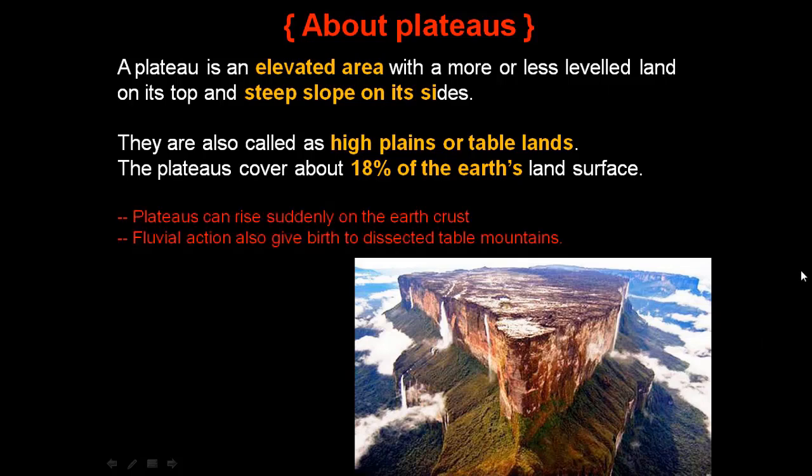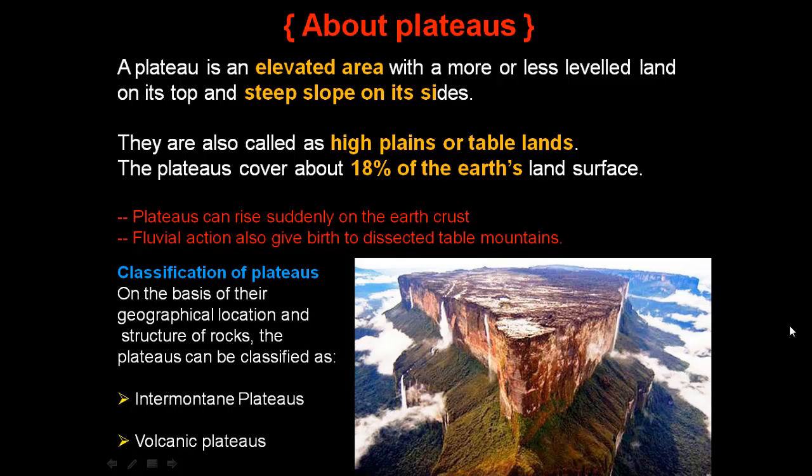Plateaus are mainly formed due to these processes. Plateaus can be raised suddenly on the earth's crust due to tectonic movements. Fluvial action is also responsible for the formation of dissected table mountains. Fluvial action means the action of rivers. The rivers eroded the soft part from the surroundings, and the highly resistant rock appeared like an exhumed formation, and they give birth to a table mountain. Such formations are also called plateaus.